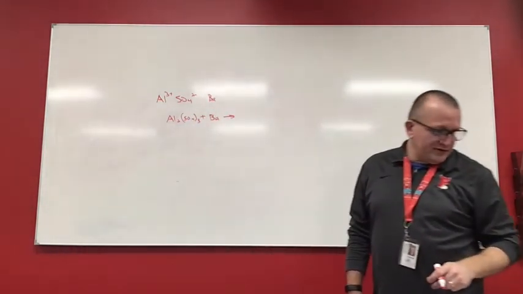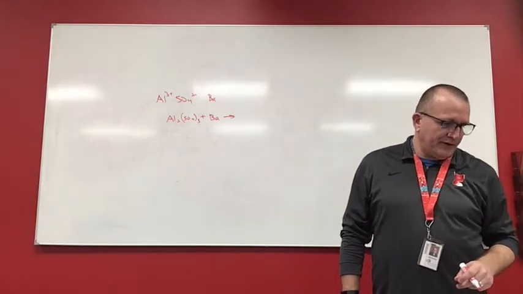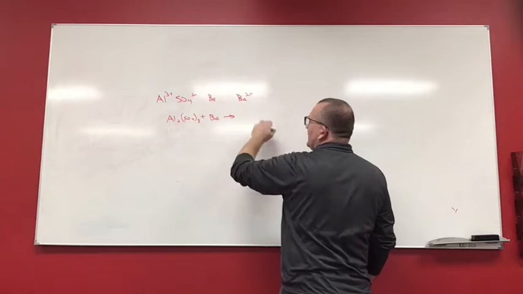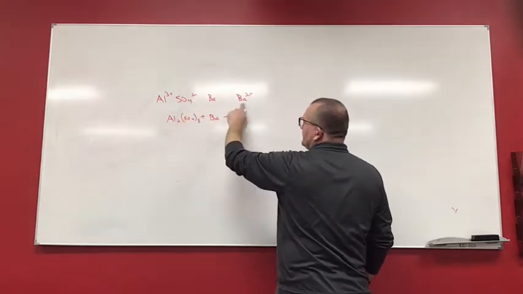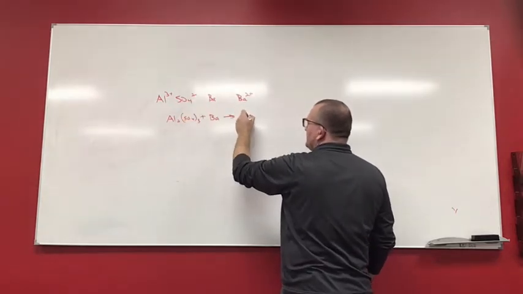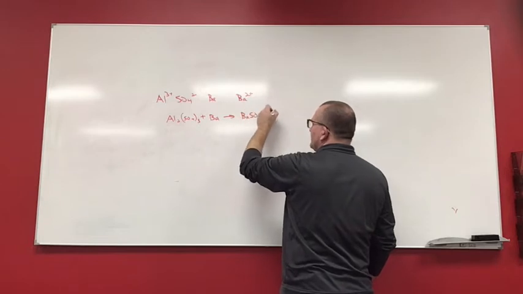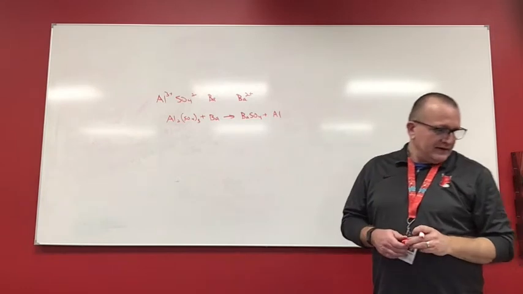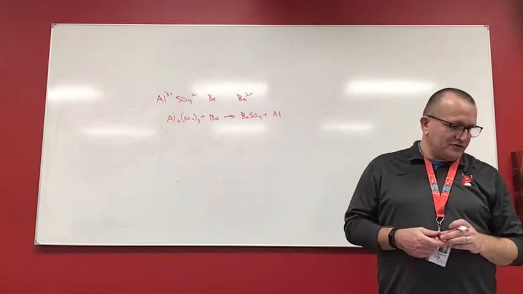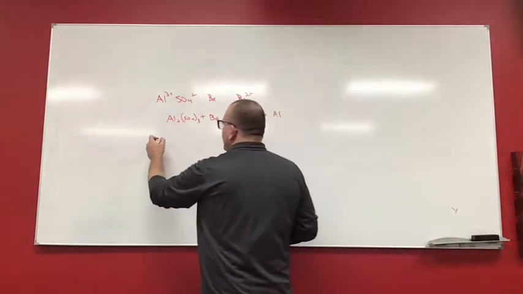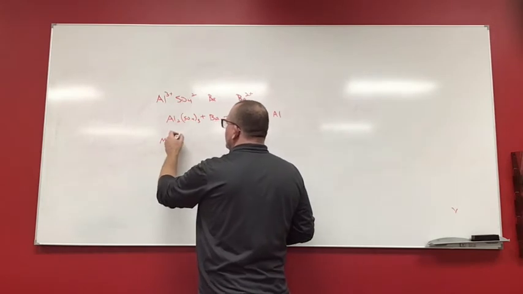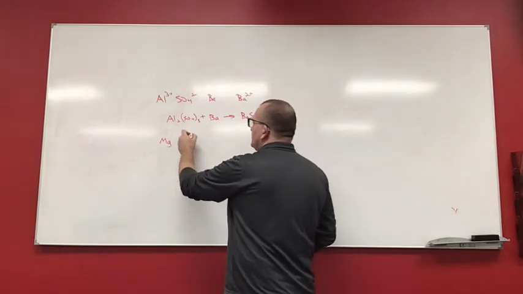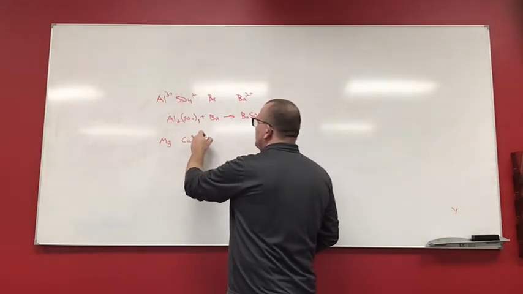And we're going to produce barium sulfate and aluminum. Barium is a positive 2. Sulfate's here, so 1 of these and 1 of these. Here's barium sulfate plus aluminum. Letter B, magnesium and copper 1 nitrate. So magnesium by itself is just Mg. Copper 1 nitrate. Remember, the 1 means positive 1 charge, and nitrate is negative 1.